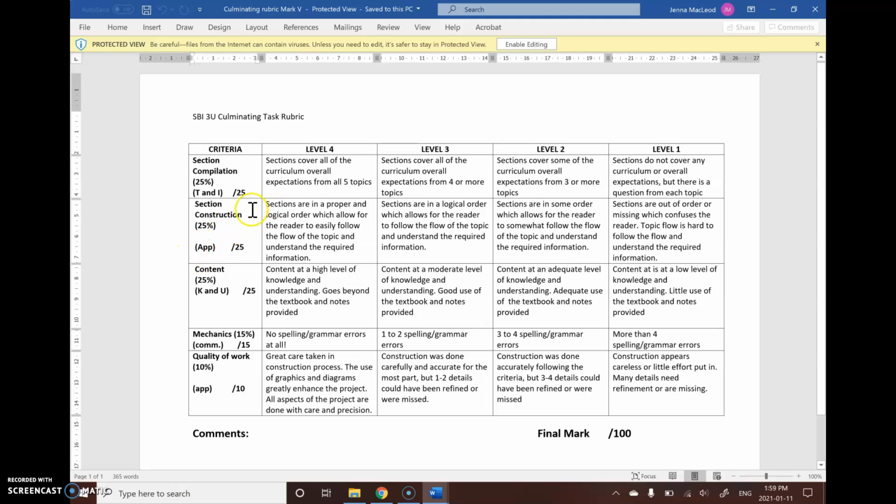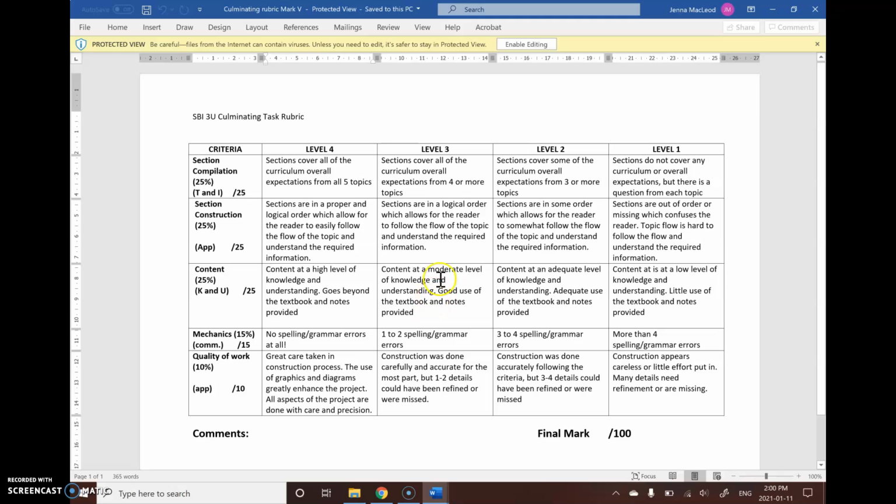For application, sections are in proper and logical order, which allow for the reader to easily follow the flow of the topic and understand the required information. What I would do is I would probably kind of put them in order of how I taught you. So start with our first unit and then end with our last unit. The next part, content, is at a high level of knowledge and understanding. It goes beyond the textbook and notes provided.